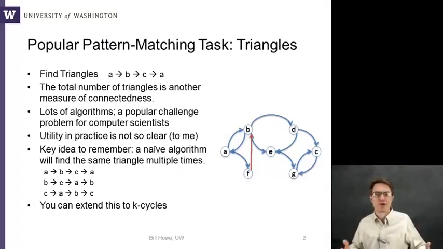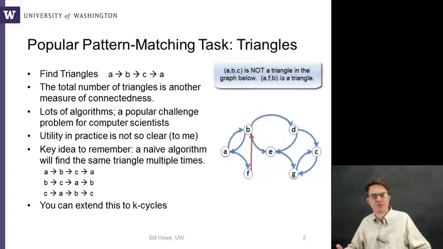So a popular pattern matching problem is to find the triangles in a graph. And so a triangle is a sequence of 3 vertices that are connected to each other. So A connects to B, B connects to C, and C connects back to A. And so the total number of triangles is a measure of connectedness. There's lots of algorithms to compute this measure to count the number of triangles, and it's a popular challenge problem, kind of benchmark for computer scientists to compare different systems and compare different algorithms.